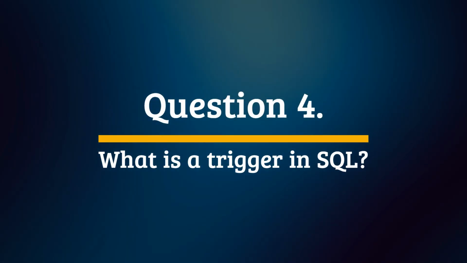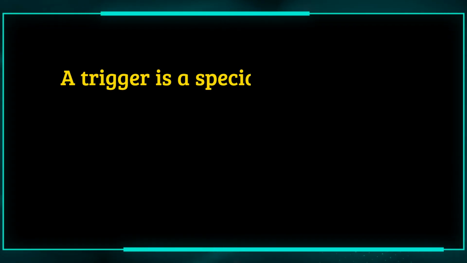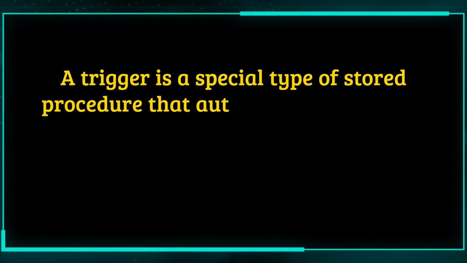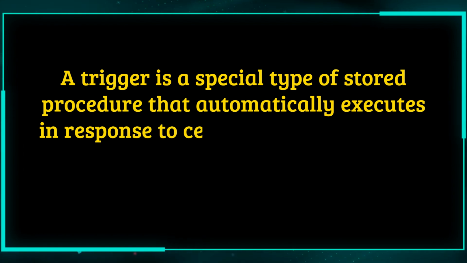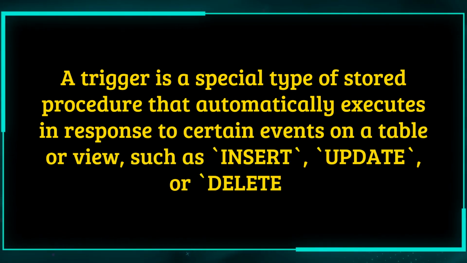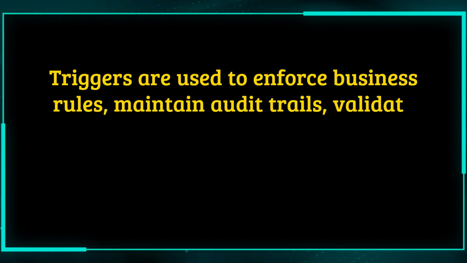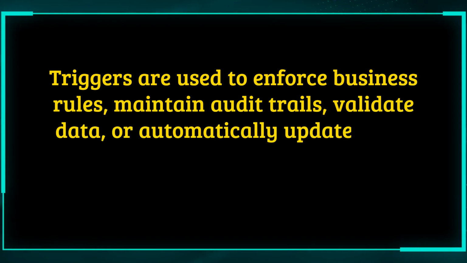Question 4. What is a trigger in SQL? Answer. A trigger is a special type of stored procedure that automatically executes in response to certain events on a table or view, such as insert, update, or delete. Triggers are used to enforce business rules, maintain audit trails, validate data, or automatically update other tables.